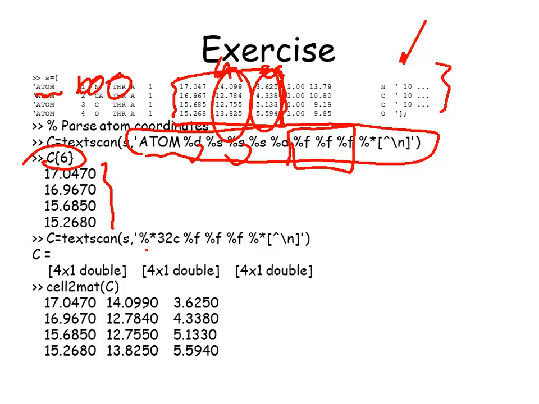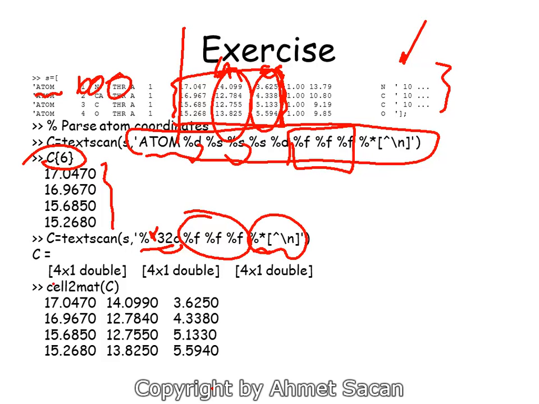So here in this example, I'm skipping everything up to that point. I counted and figured out that the coordinates start at the 32nd character on each line. And I will put a star and skip 36 characters, and then capture 3 floating point numbers, which will be the X, Y, Z coordinates, and then skip to the end of the line.